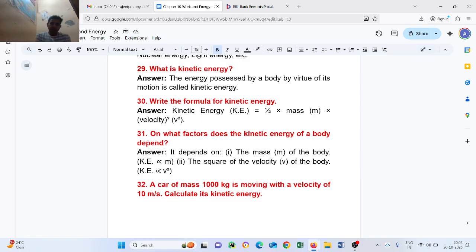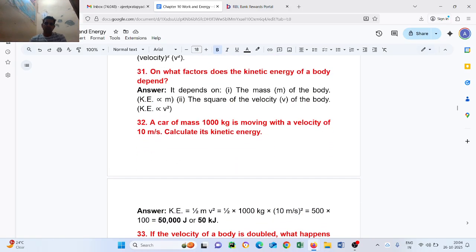Question number 31. On what factors does the kinetic energy of a body depend? It depends, first, on the mass of the body, KE proportional to m. Second, the square of the velocity v of the body, KE proportional to v square.